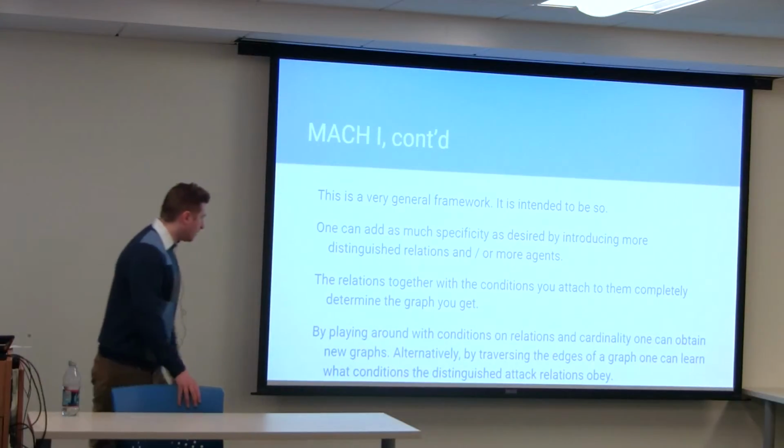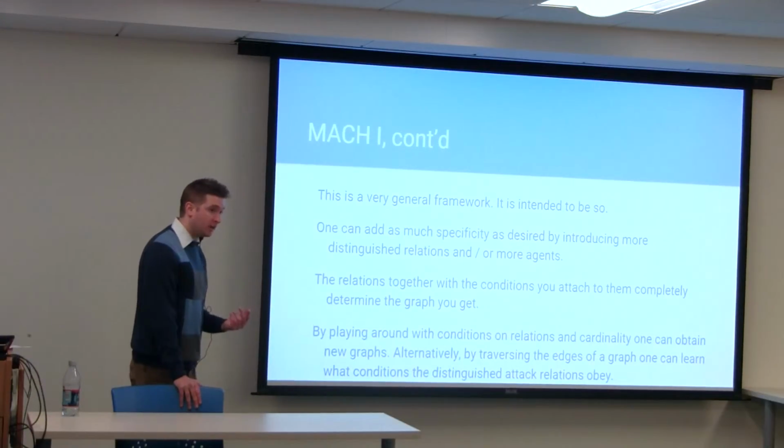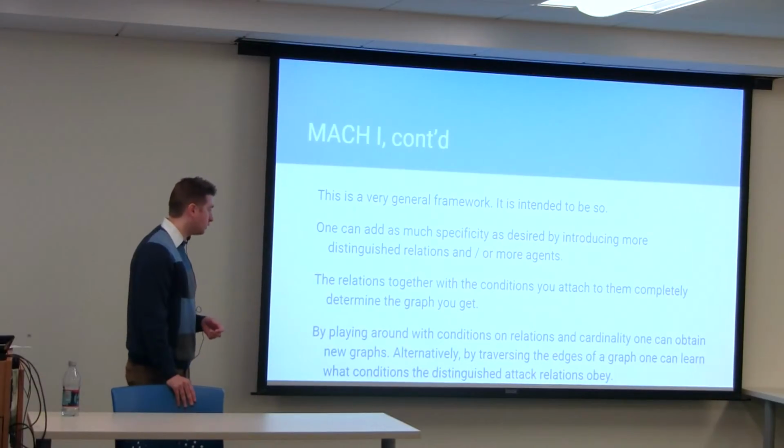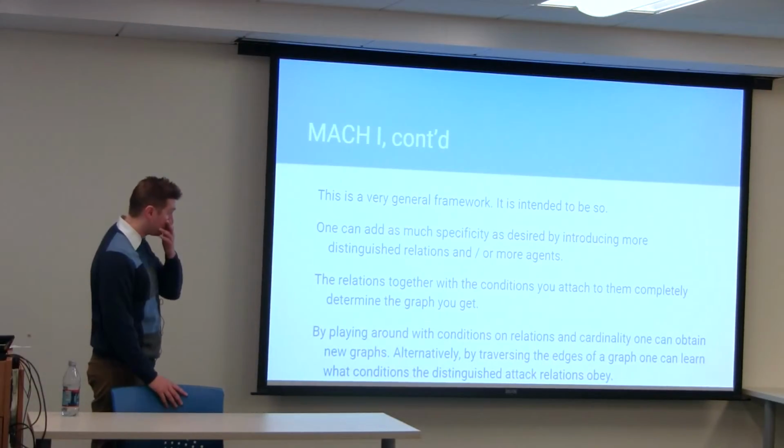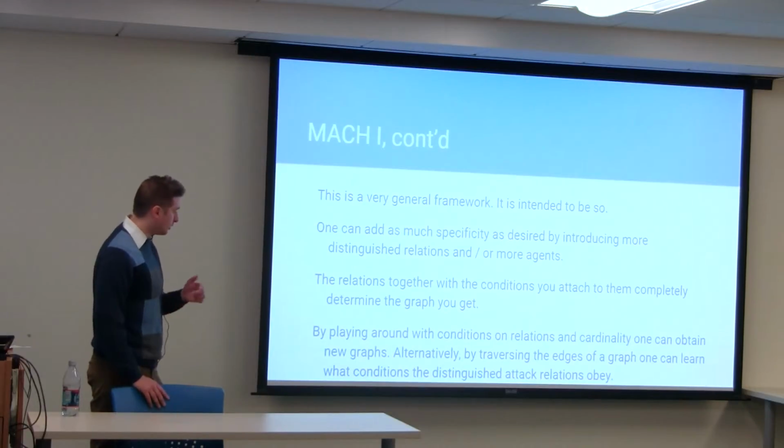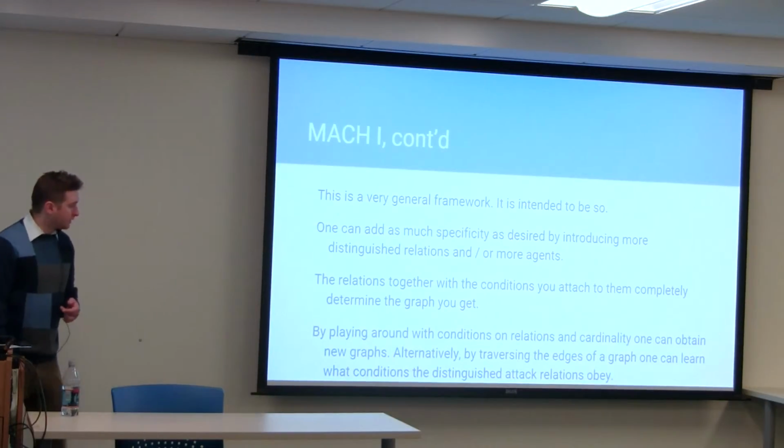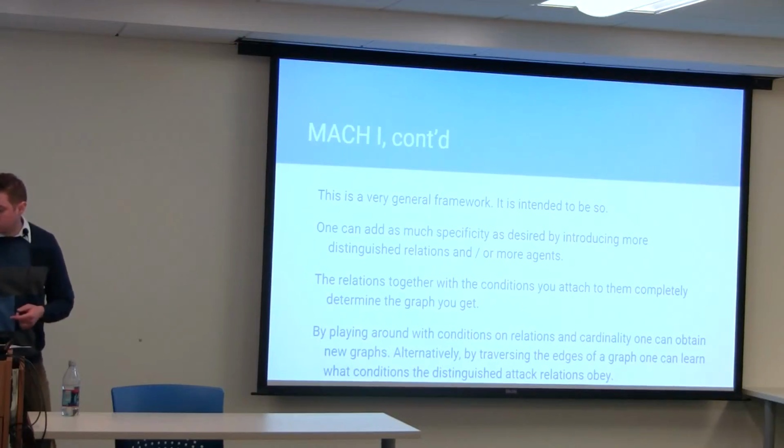So anyway, by playing around with the conditions on relations and cardinality, how many agents there are in a given graph, one can obtain new graphs. Alternatively, by traversing the edges of the graph, one can learn what conditions the distinguished attack relations obey.